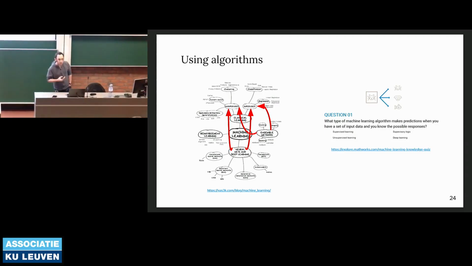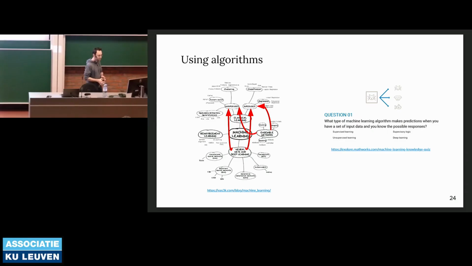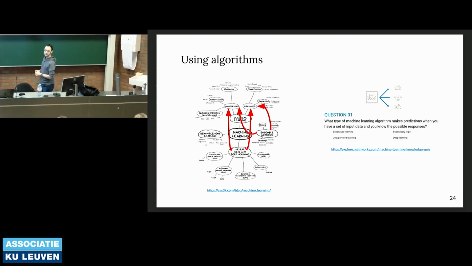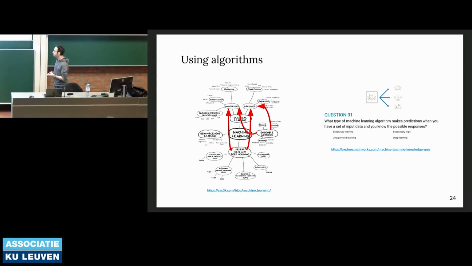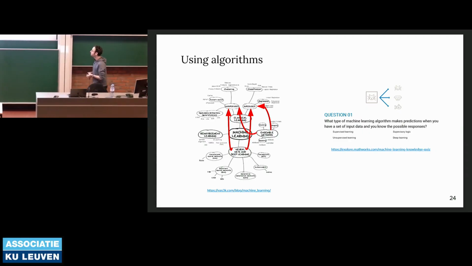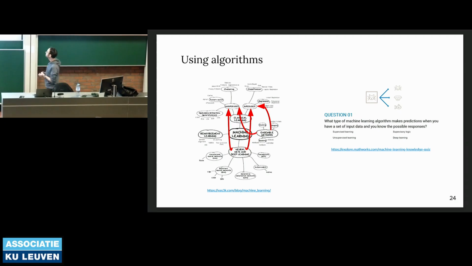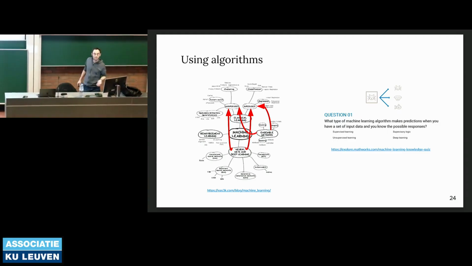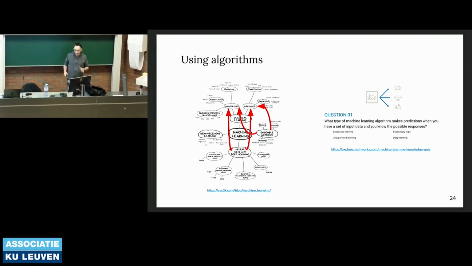And then we use algorithms. That's our second piece of ingredients. So we have the data first, tabular, a bit simple. Our second piece is algorithms. Again, bad slides here. MathWorks, which is not that bad, but they had a quiz at some point. What type of machine learning algorithm makes predictions when you have a set of input data and you know the possible response? I don't know. I think both deep learning and supervised learning can apply there because deep learning can be used as a supervised learning technique. So again, don't get too swayed.